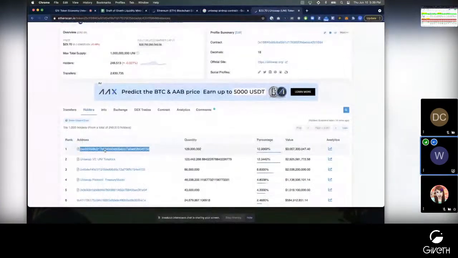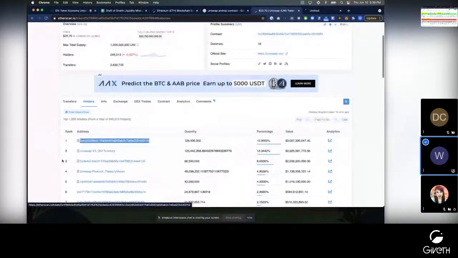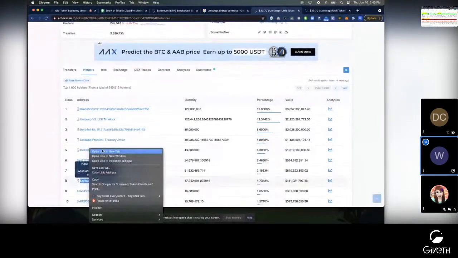There we go. Token distributor. I bet that's the name of the airdrop.